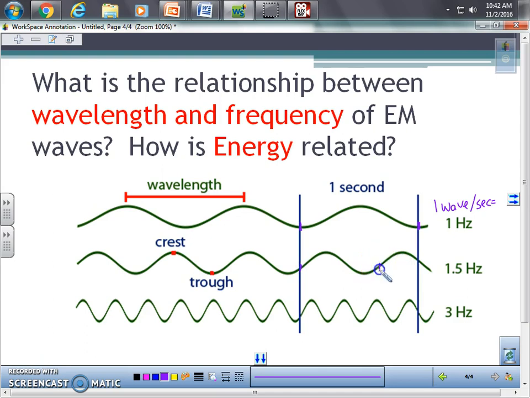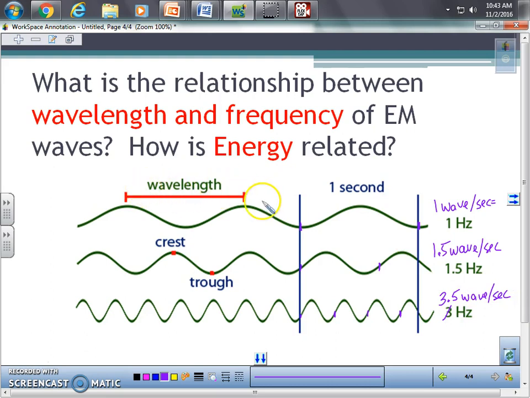Just past the trough, there's 1, and then here's my half. So that's 1.5 waves per second. Now let's count this one. Here's my trough, trough. There's 1, 2, 3 and a half. So that is 3.5 hertz or waves per second.